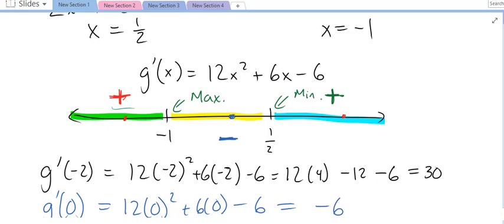Now, we haven't done any graphing. We haven't even used the original function other than to take the derivative, but yet it's given me all sorts of information about the graph of this function. So when I graph this, I'm going to expect to have a maximum when x equals negative 1, and I'm going to expect to have a minimum when x equals 1/2. Let's go ahead and check this.